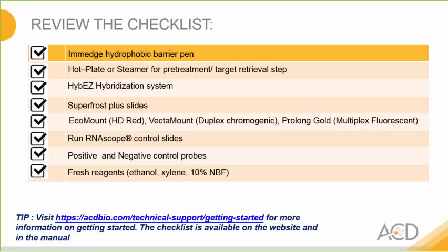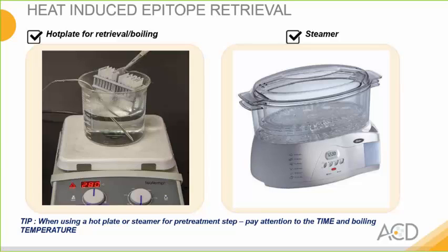So here's a checklist of the must-haves for the manual assay. For example, the hydrophobic barrier pen. This is used to make sure the reagents don't leak during the assay. And shown here is the HybEZ plate or the steamer setup for doing the target retrieval step. So we have protocols for both. It's important to pay attention to time and temperature, as we have found that this is critical for optimal target retrieval.